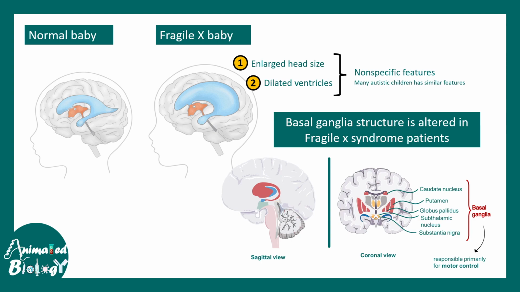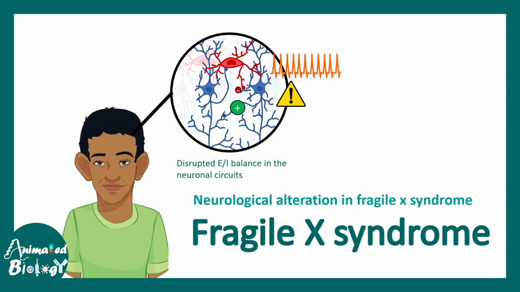And in the basal ganglia specifically, the caudate nucleus, which is part of the basal ganglia, gets bigger in size. And these are the MRI findings that were found from the fragile X syndrome babies. Now let's talk about the circuit activity.